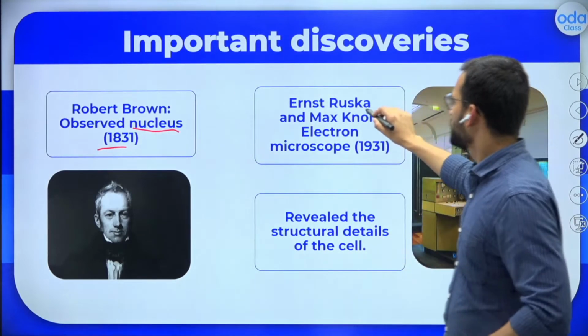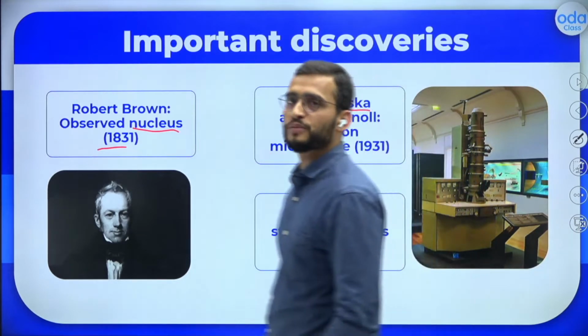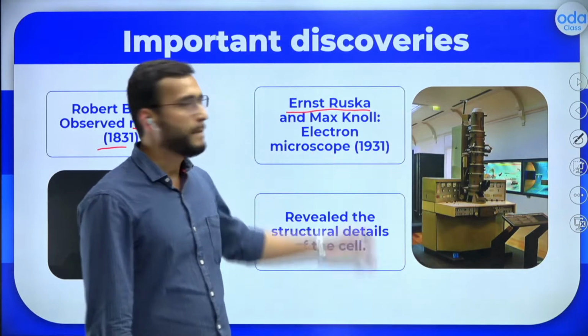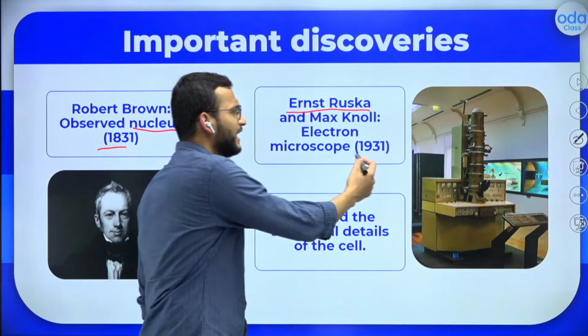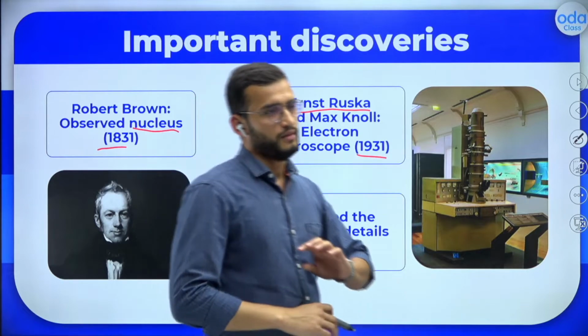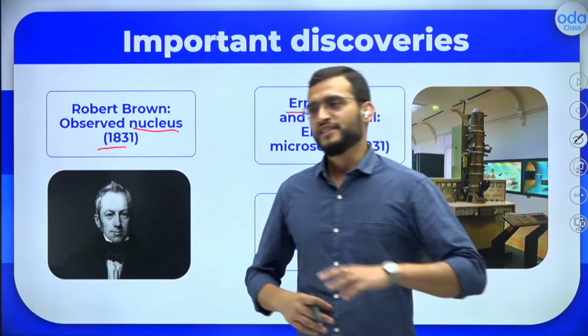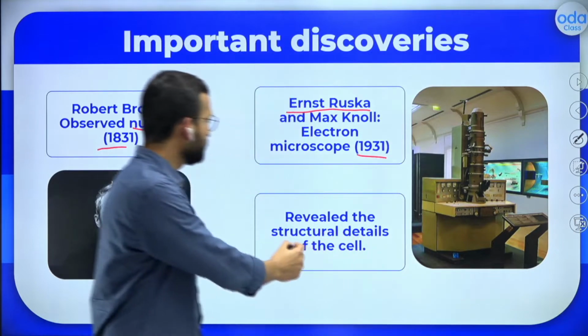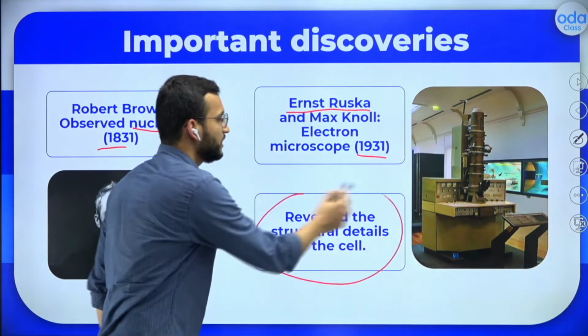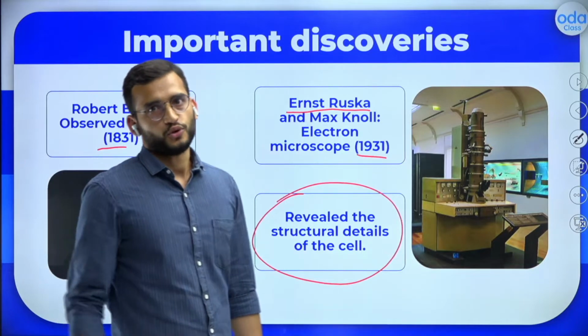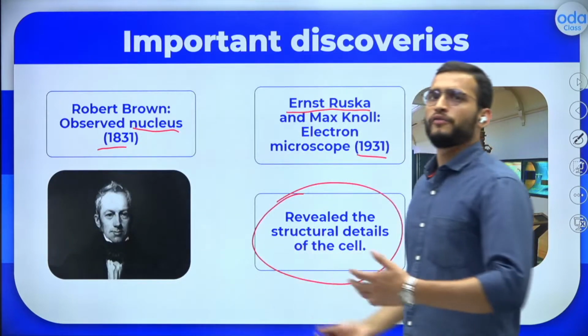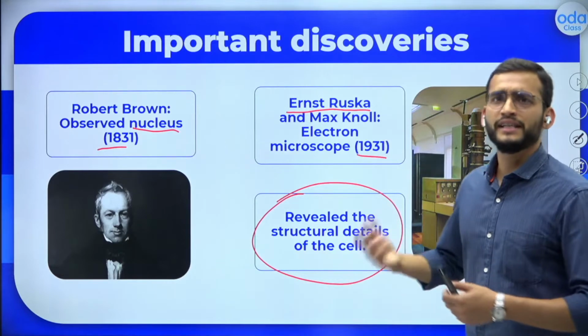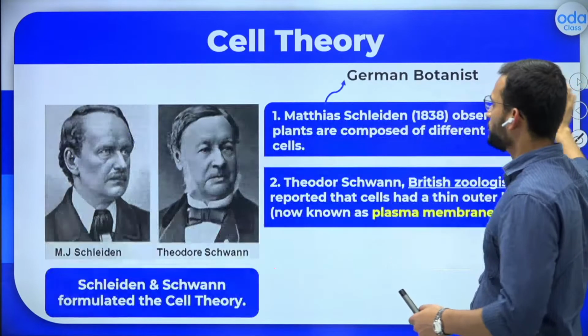Then you have the discovery of the electron microscope by Ernest Ruska and Max Knoll around 1931. This was a good period, right? When we started seeing the inner details of the cell. This was possible only due to the discovery of the electron microscope. And this was how we learnt about various other details of the cell as well.